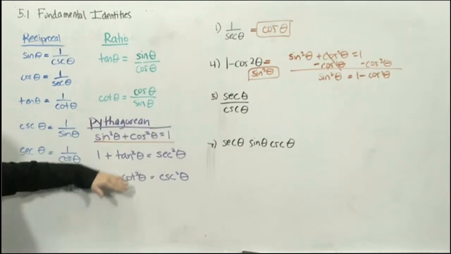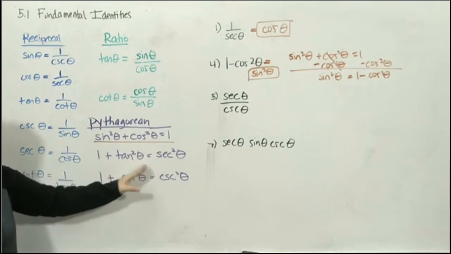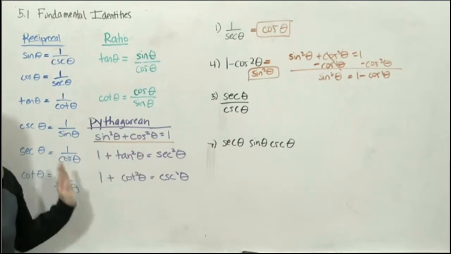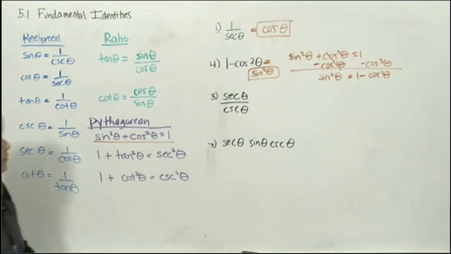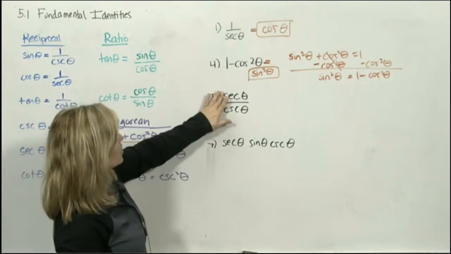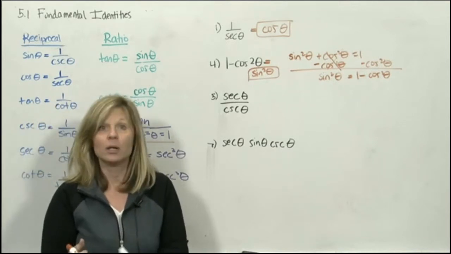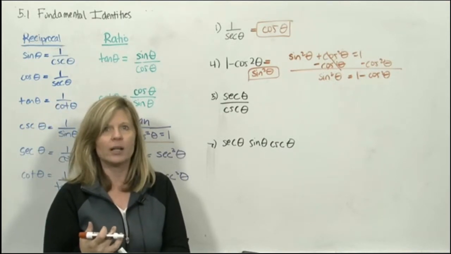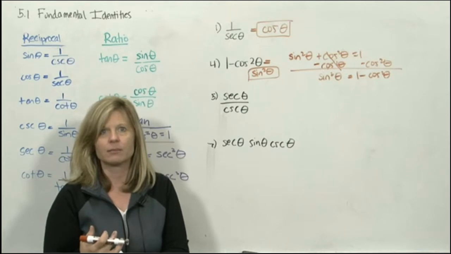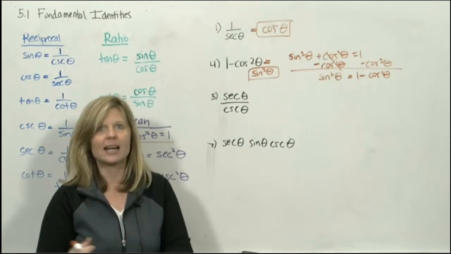So with the Pythagorean identities, because they are equations, you can manipulate them and move the terms back and forth. All right, look at number 5. I have a fraction, secant theta over cosecant theta. That is not in simplest form. Number one, it's a fraction, and number two, it doesn't have sines and cosines in it. So we're going to have to use our identities.